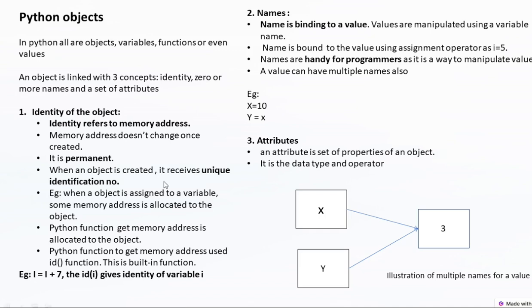So a Python function gets the memory address which is allocated to the object. How do you find out the memory address? There is a function for this which we call the id function. This is a built-in function. Suppose I say i is equal to i plus 7 and I want to see where in memory it is stored, then you just say id of i.